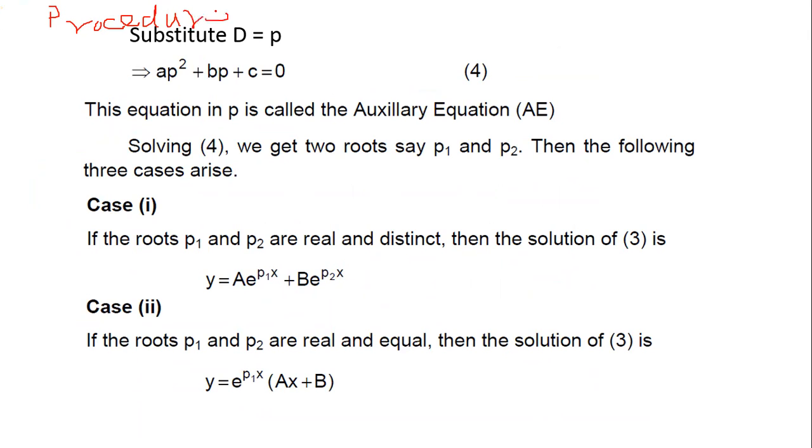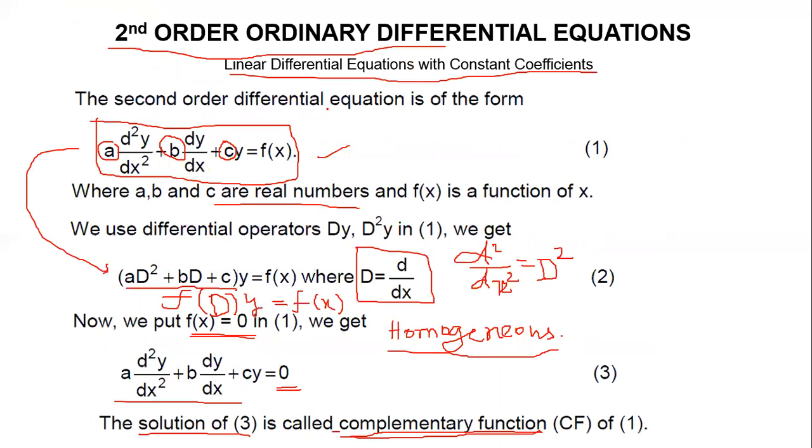First step is you have to substitute D equal to p or D equal to m. Some authors have written D equal to m or D equal to p. In case you are substituting capital D equal to p, you will get D square is p square, so a p square plus b p plus c into y equal to 0.